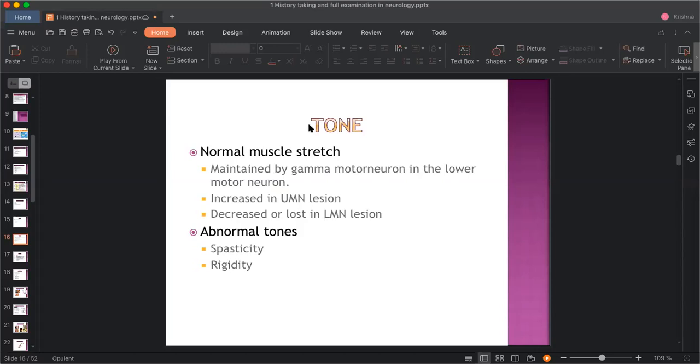So increased tone is called spasticity, and decreased tone is called flaccidity. So increased tone is spasticity, decreased tone flaccidity. So remember, increased tone occurs in upper motor neuron lesion and decreased tone occurs in lower motor neuron lesion. Now some of the students may be confused what is upper motor neuron and what is lower motor neuron. So let me clarify you immediately.